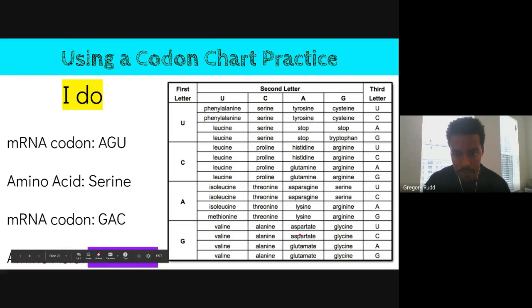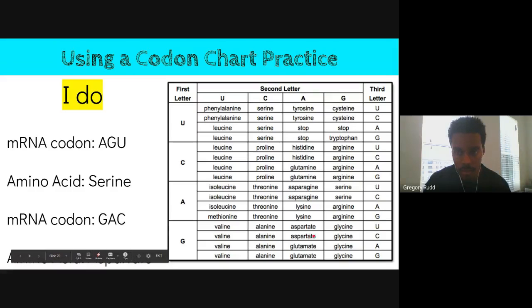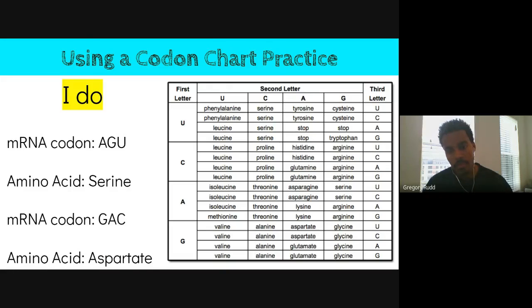And how did you know that? Because it has a C at the end of the third letter. Good, because my third letter is C, so I'm only looking in this row right here. Good job. So aspartate is the correct answer. Okay, there it is. Aspartate.